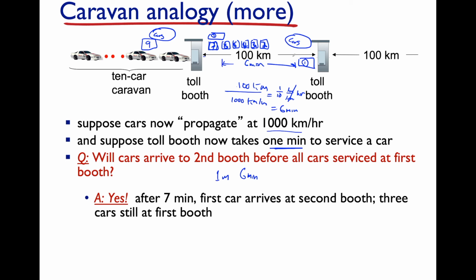So what ends up happening now is if you have car 1 at the second toll booth and cars 2 through 7 that are currently on the roadway, that means car 8, car 9, and car number 10 are going to be in front of the first toll booth still. So effectively, the answer is yes. After 7 minutes, the first minute to transmit the first car onto the roadway side, and then another 6 minutes for that first car to get to the second toll booth, you're going to have cars 2, 3, 4, 5, 6, and 7 on the roadway between the two toll booths, and car 8, 9, and 10 are going to be in front of the first toll booth.